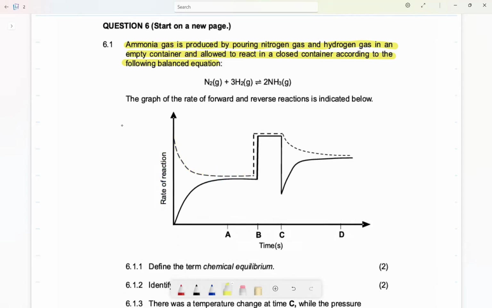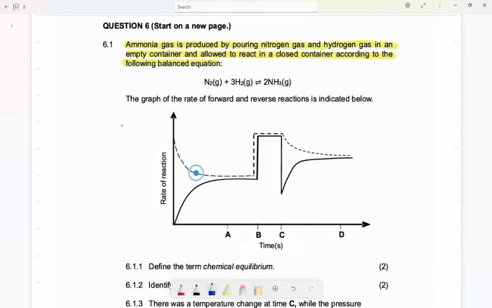Not always do dotted lines mean the reverse, no. Why are we saying this is the rate of the forward? Because as the reaction occurs, these two get used up. If they get used up, there will be fewer of them left, so the reaction rate decreases. Why? Because there are fewer particles to collide, okay? We use our prior knowledge from reaction rate.